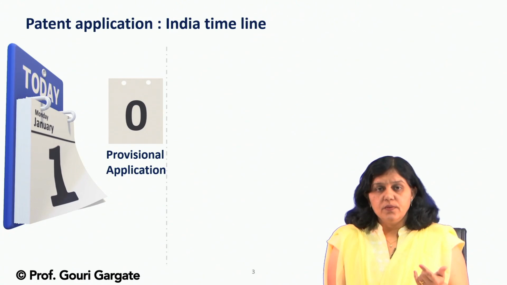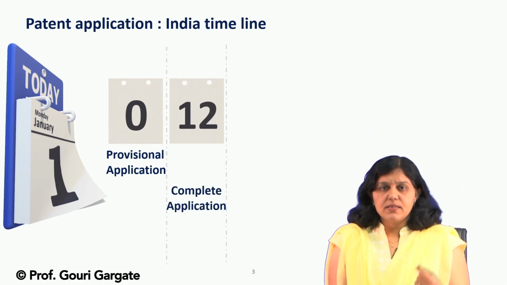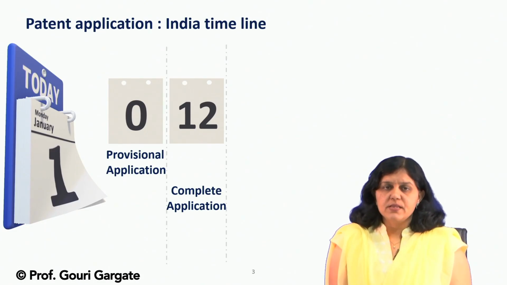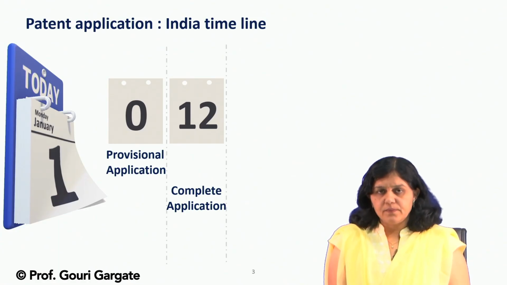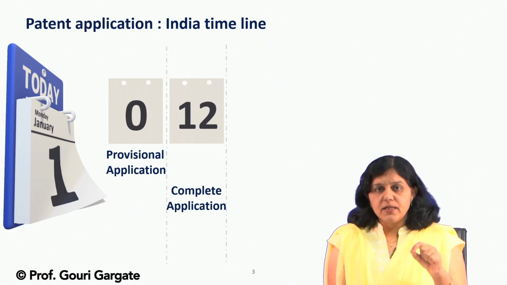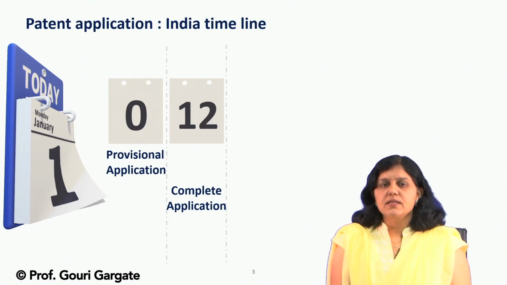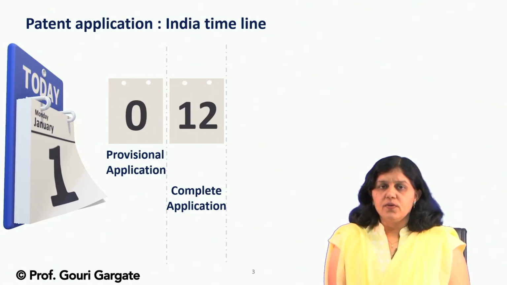Now, as a rule, within 12 months the complete specification is to be filed, right. So, within 12 months the complete specification is filed by the applicant. As I have mentioned several times, provisional application drafting can be done by the applicant himself or the inventor. However, for complete specification, it is suggested that the help of a patent expert is required. So, the provisional patent filing and then the complete specification.